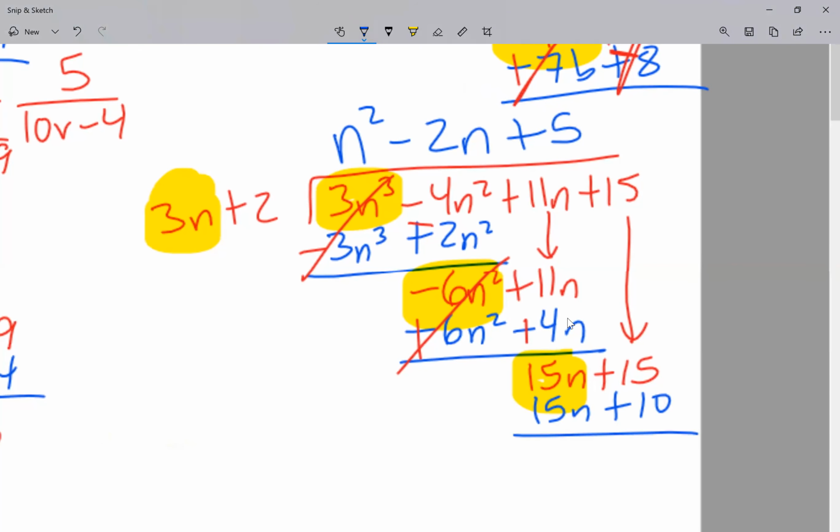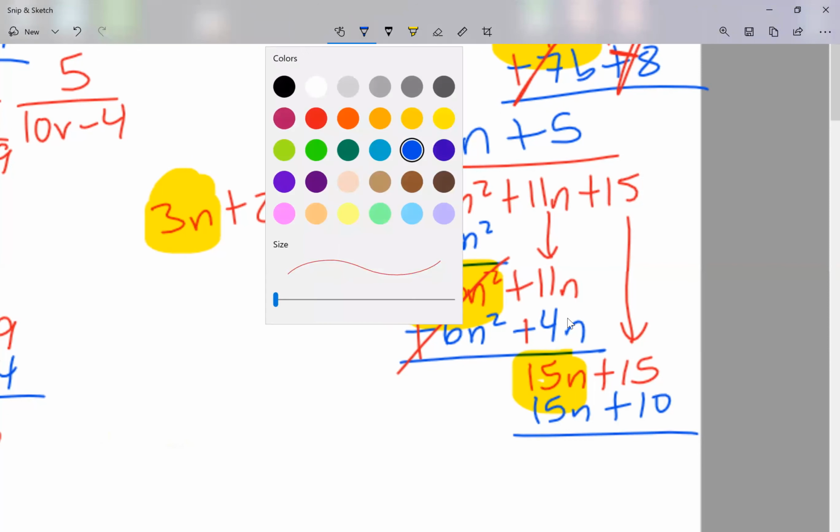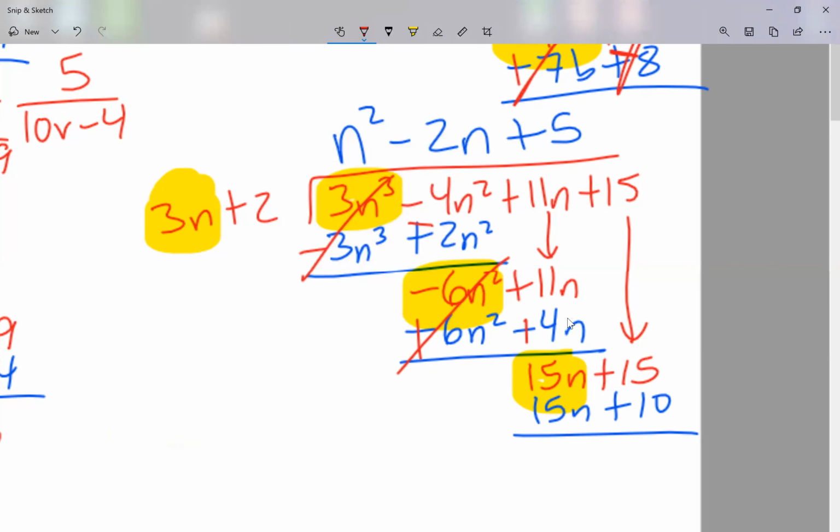I'm going to subtract my polynomials, but I know in subtraction, I change the sign of the second polynomial, so that's going to be negative 15, negative 10. 15 minus 15 is 0, so that's good. Now 15 minus 10 is a positive 5. I do have a remainder, right? Not everything cancels out at the end.